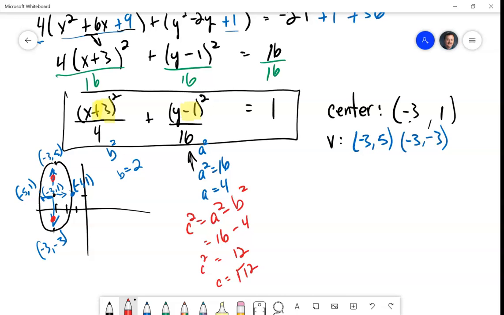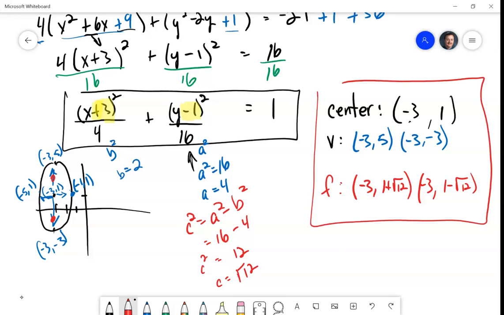Okay, so let's figure out our focus points. Our focus point is going to be this amount from the center. So it's going to go up this amount, the square root of 12. That would be negative 3, and then 1 plus the square root of 12, whatever that might be. And then it's also going to go down, so negative 3, and then 1 minus the square root of 12. And then there we have it. That is our key information.